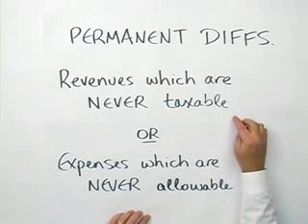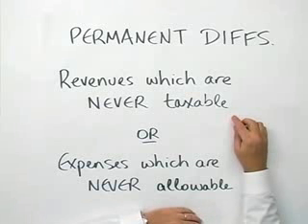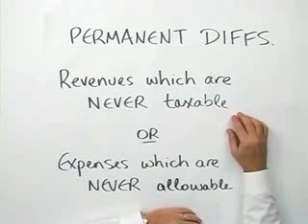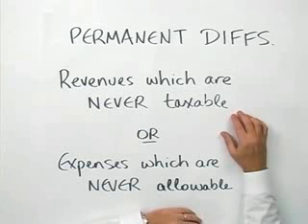Examples of the first one: a revenue which is never taxable. In the United States, that would be income on many kinds of municipal bonds. In Canada, an example of a revenue which is not taxable would be dividend income received by a corporation from another corporation. The Canadian tax system avoids double taxation of that sort of income.